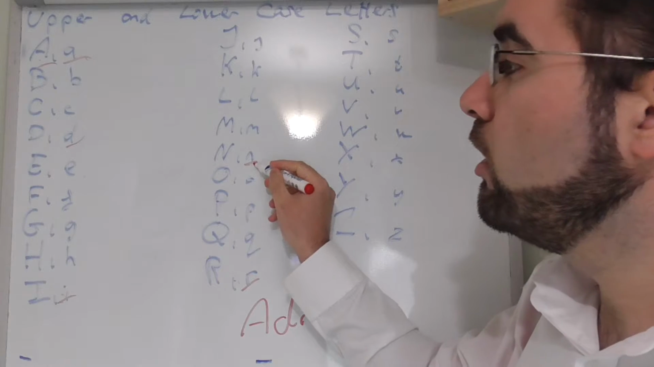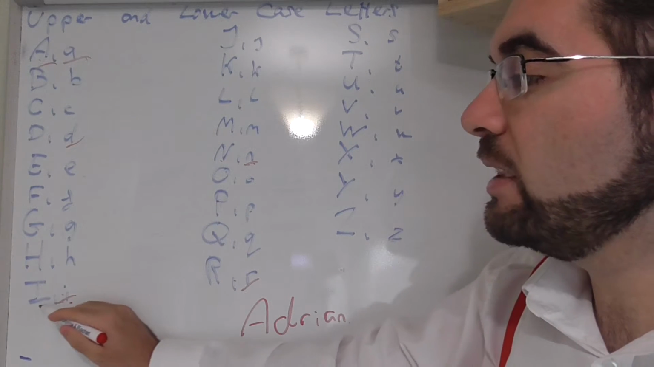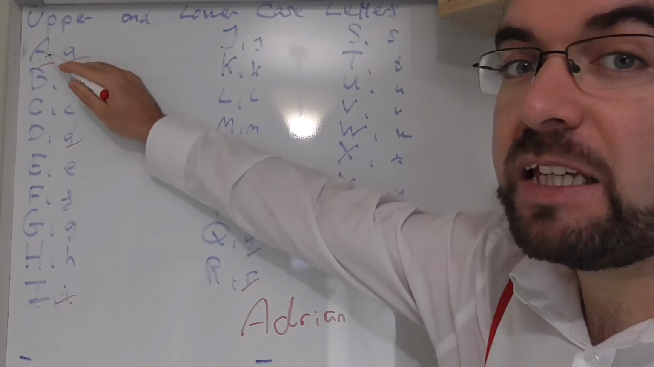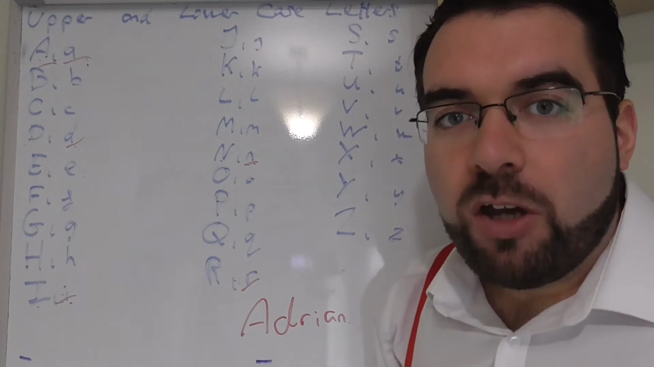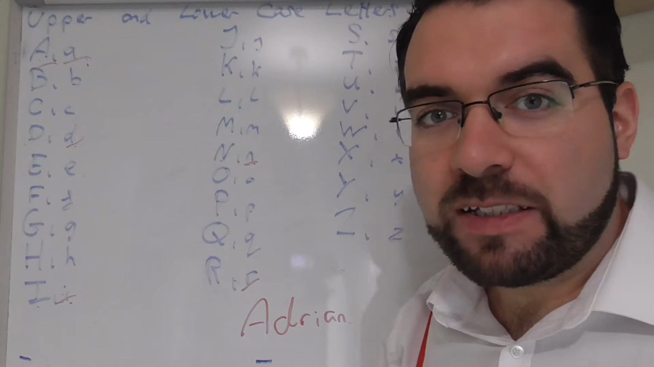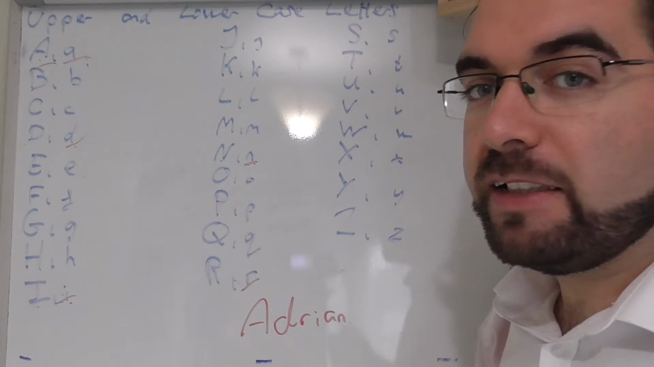We don't say the lowercase n, we say the uppercase N. We don't say the lowercase i, we say I. We don't say the lowercase a, we say A. We don't say the lowercase d, we say D. And beyond. How cool is that? So it's worth recognizing them.